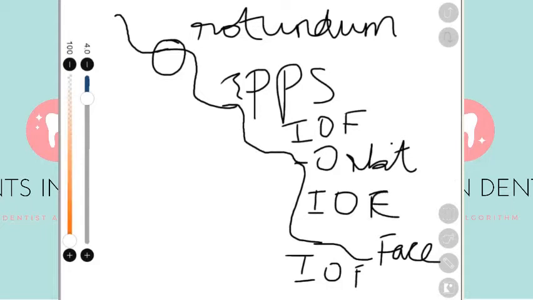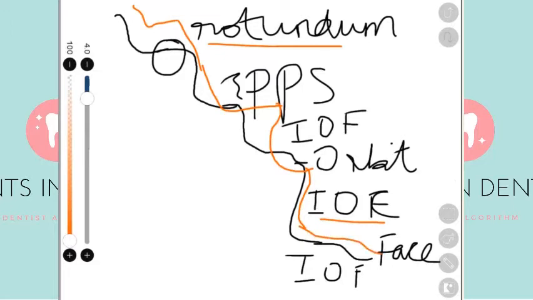I'll tell again. Once it's given off from the ganglion, it travels along the cranium, gives off a branch and leaves the cranium through the foramen rotundum and enters a space called the pterygopalatine space, and then it reaches the orbit through the inferior orbital fissure, and then it runs in the orbit along the infraorbital canal, and then it leaves the orbit and enters the face through the infraorbital foramen, and in the face it gives its terminal branches.